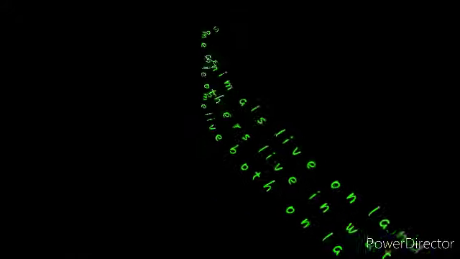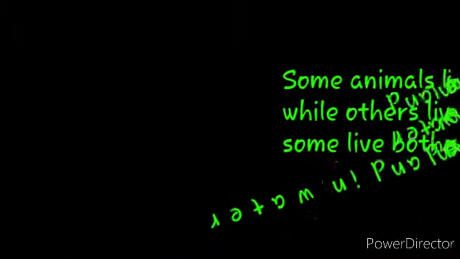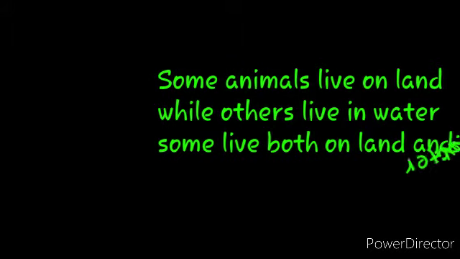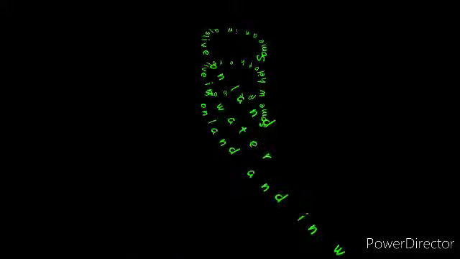Today we will discuss adaptation in animals. Animals live in different places on the earth. Some animals live on land while others live in water. There are some animals that live both on land and in water. Some animals fly in the air. The place where an animal lives is known as its habitat. It is the natural home of an animal.